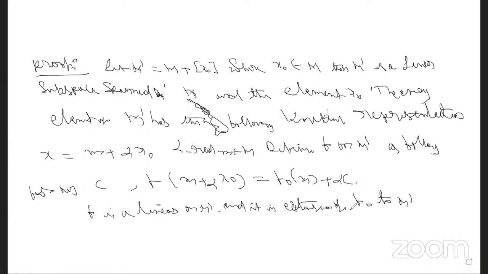So we have to prove that f of x is less than or equal to p of x. So we clear the board. Here x belongs to M dash.